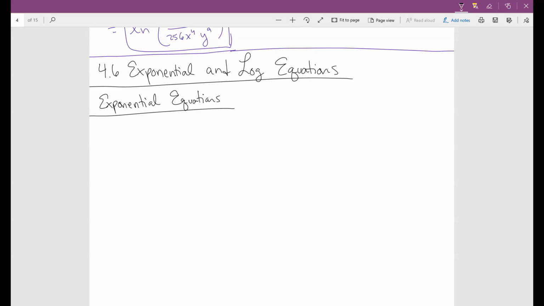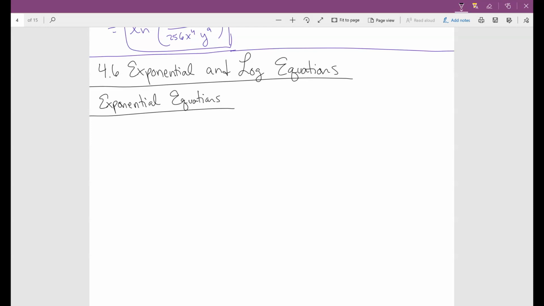This is going to be 4.6, exponential and log equations. So we've talked about logs and exponentials extensively. We looked at the graphs. We looked at converting exponentials to logs and logs to exponentials. And then we were able to use some of the log properties.